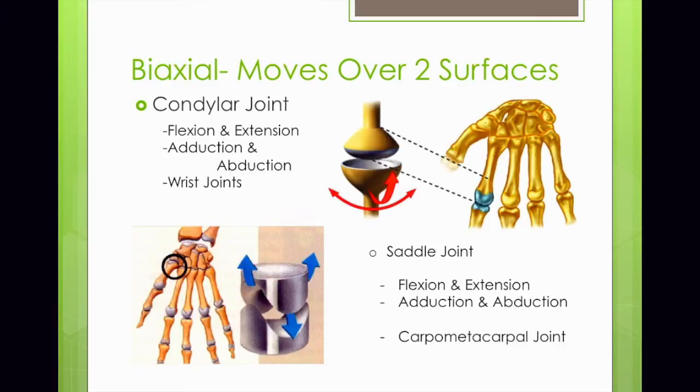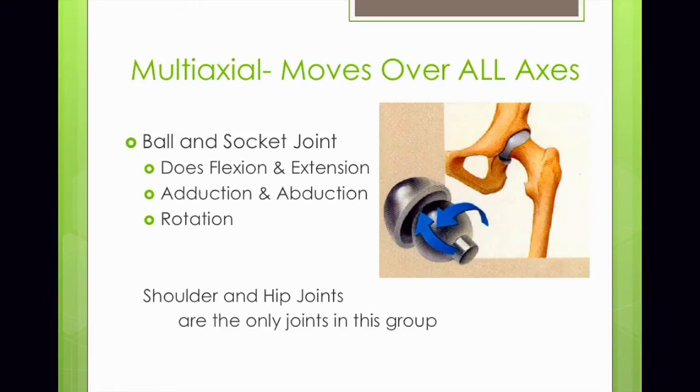Second is the saddle joint, which also allows for flexion and extension, as well as adduction and abduction. The carpometacarpal joint of the thumb is a good example of a saddle joint. The difference between the condylar and saddle joints is that a condylar joint looks like an oval over the articular surface, while the saddle joint looks like one bone is sitting in a saddle over the other joint.